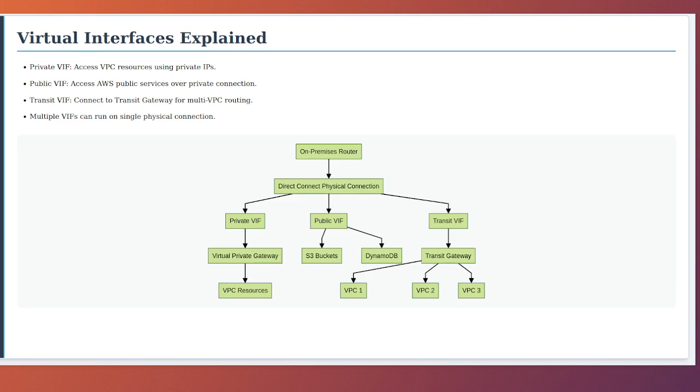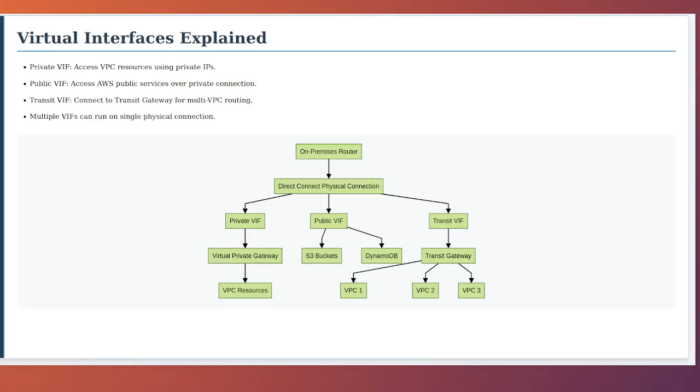This includes services like S3, DynamoDB, and other AWS services that normally have public endpoints. When you use a public VIF, your traffic still travels over the private Direct Connect connection rather than the internet, giving you better performance and security. However, you are accessing the public IP addresses of these services, not private endpoints.